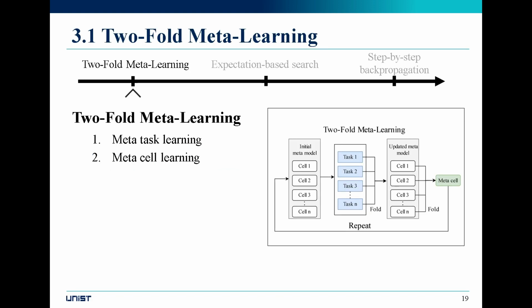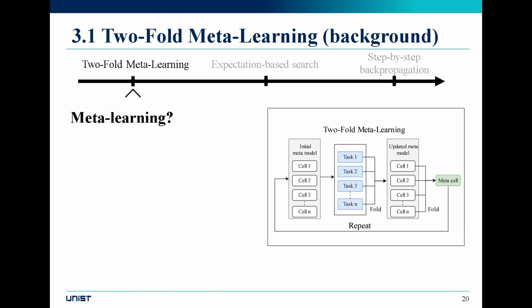Let's begin with the two-fold meta-learning running on the server. Two-fold meta-learning can be divided into two parts: meta-task learning and meta-cell learning. As a result of these two-fold meta-learning, we'll get the architecture and weight parameter of our meta-cell. Before that, what is meta-learning? As I don't have much time to explain with details, I will just focus on the essentials.